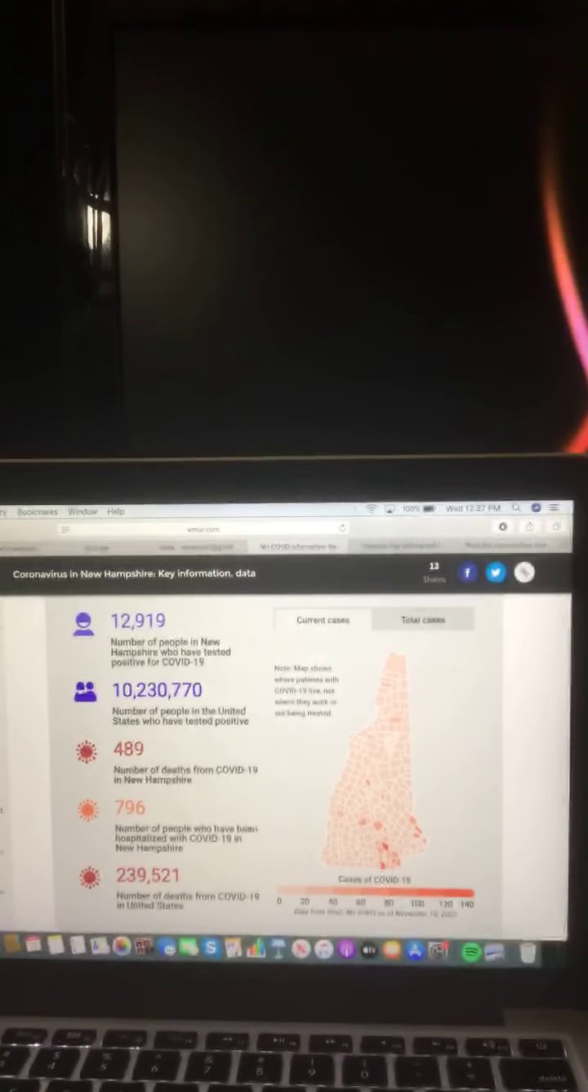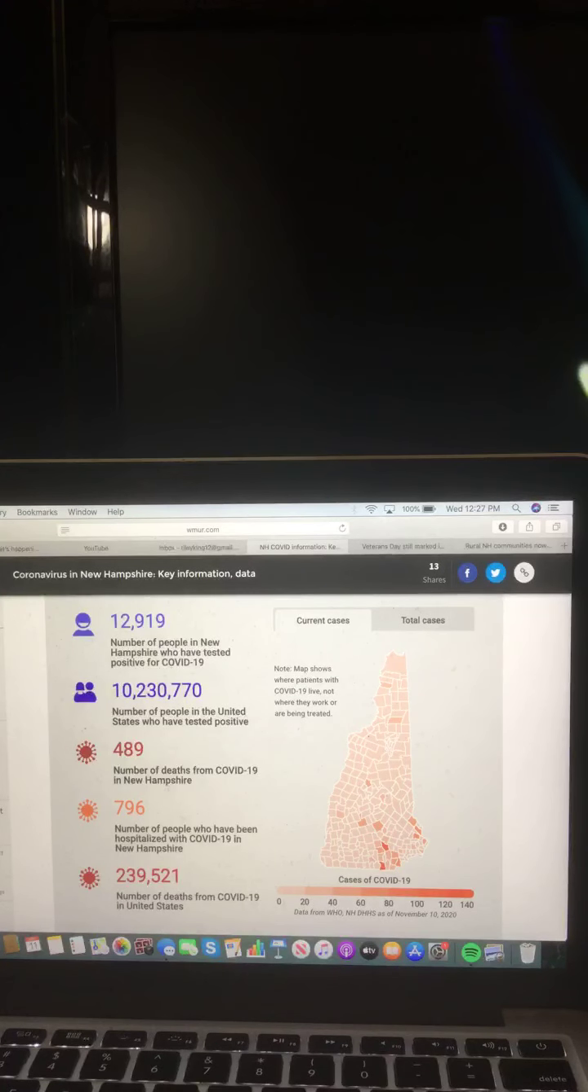First up, we begin with coronavirus New Hampshire key information and data. Let's take a look at that information right now. And here is a look at that information for all of you right now.